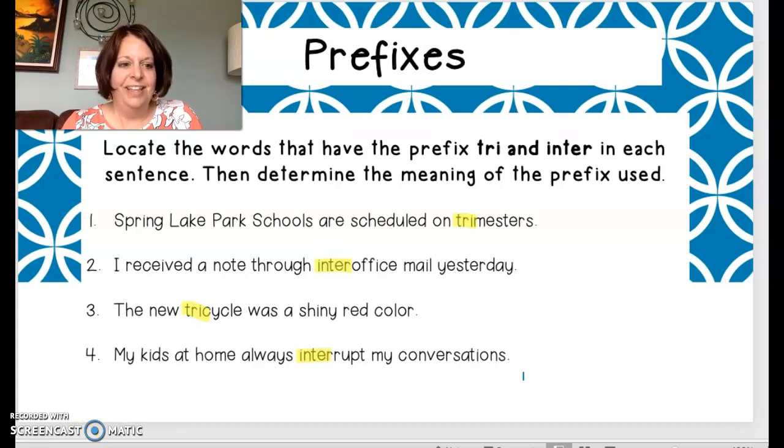All right. Thank you for working really hard today. I hope you learned a lot of new vocabulary words and that you will use the prefixes tri and inter frequently. I hope you have a great day.